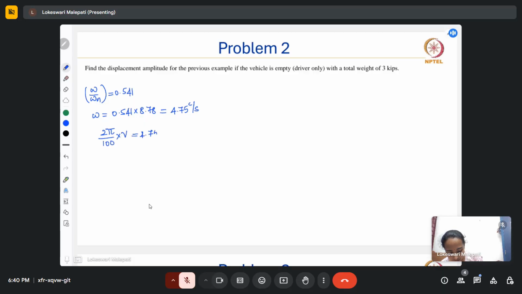So we need to find out the velocity of the vehicle such that this condition is occurring. So we need to find out v. V is equal to 4.75 divided by 2 pi, multiplied by 100. So you would get 75.59 feet per second. So this is the velocity of the vehicle when resonance would occur.